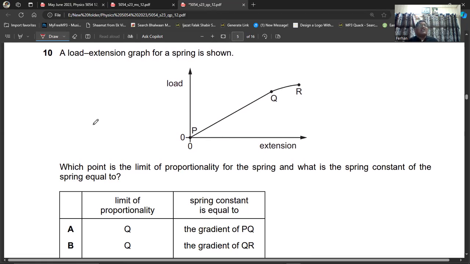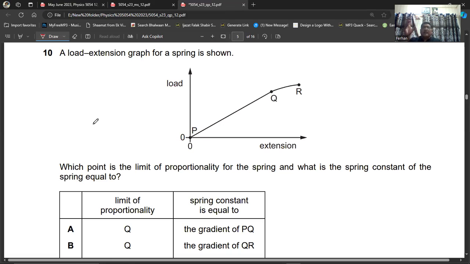He says, a load extension graph for a spring is shown. So we have a graph here. On the y-axis, we have load. On the x-axis, we have extension. So as long as the extension and load graph is a straight, inclined line, that means that the load and the extension are directly proportional to each other. And then when it becomes curved, it means that the extension and the load are no more directly proportional to each other.